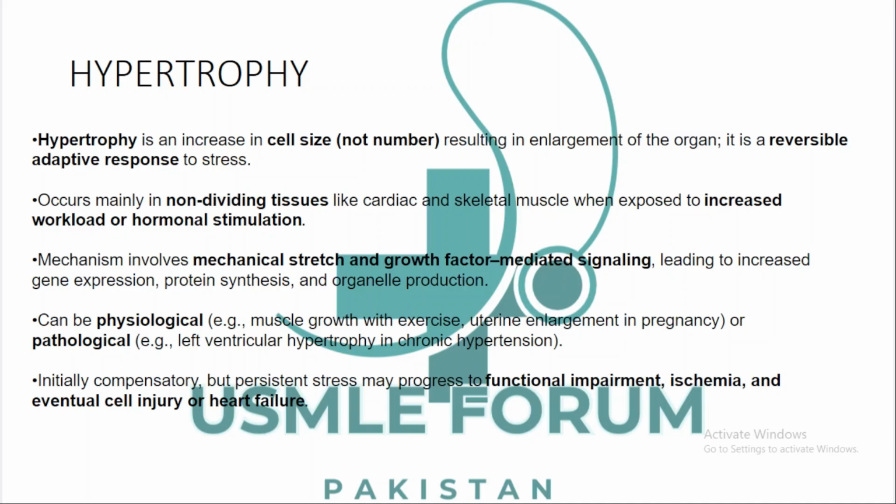And again, if you're providing a lot of stress, let me explain that again. If you are providing persistent stress to the cell, persistent increased workload, then this would lead to functional impairment. How? Let's talk about the heart muscle. You are providing a lot of afterload, a lot of pressure, a lot of workload, so it will lead to the increased size of a cell.